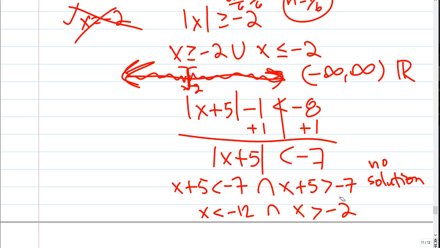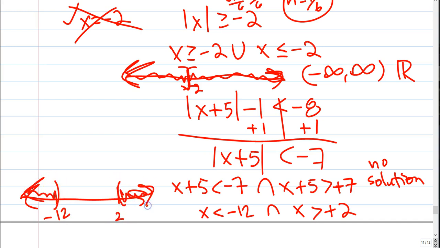I'm making all kinds of mistakes, sorry. That's why this should be a positive 7. So it is a positive 2. Alright, so I subtract the 5, x is greater than positive 2. When will I have a number that is both less than negative 12 and greater than positive 2? There is no overlap. This is an empty set, or no solution would be fine on that. Okay?